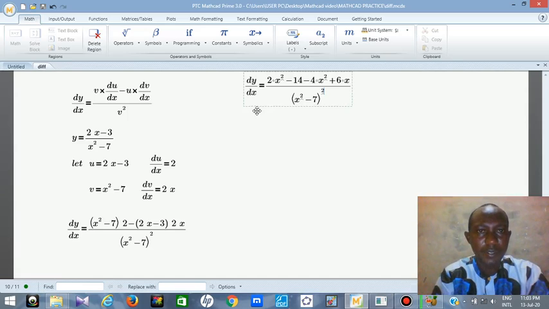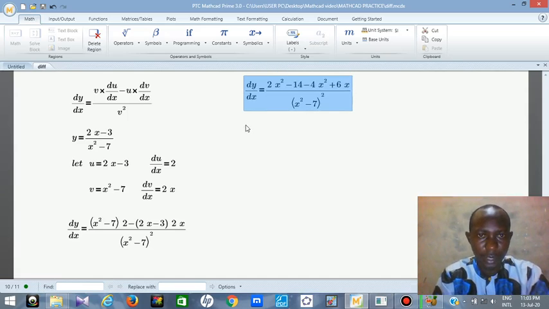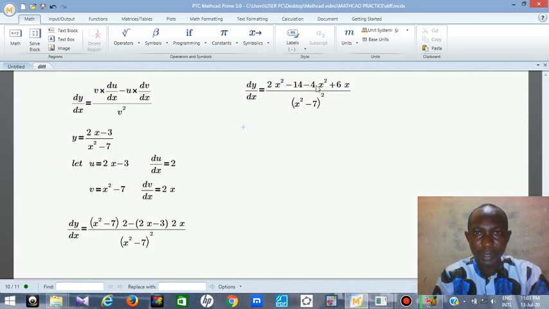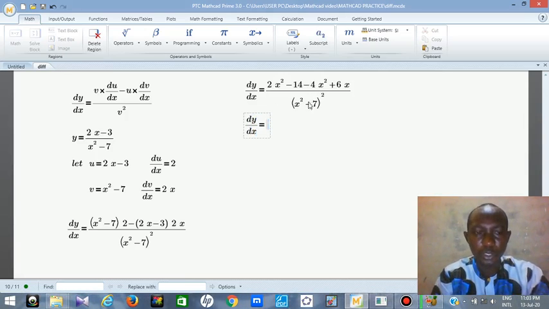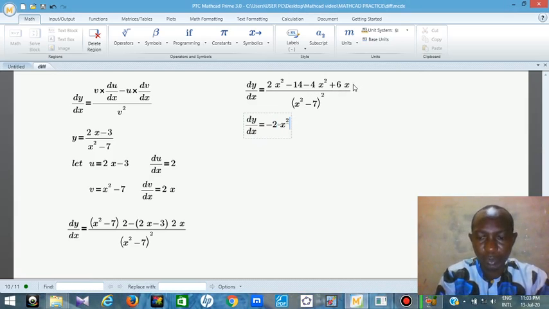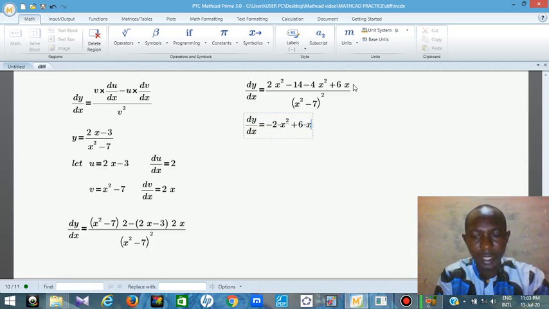Then finally, let's conclude our answer now. You check for like terms. You can see that like terms are here. So 2x squared minus 4x squared, they are like terms. So this numerator is going to give us minus 2x squared, then plus 6x. There's no like terms again, so plus 6x minus 14. So that's all with the numerator.